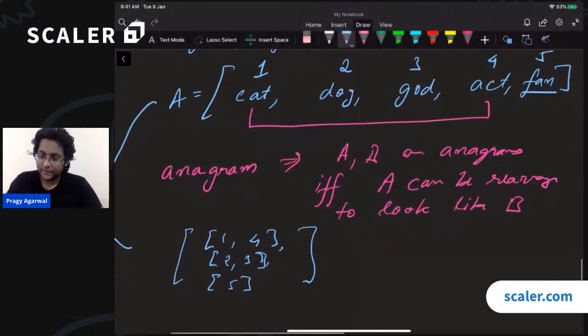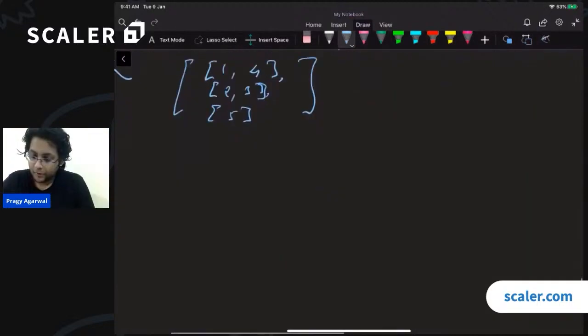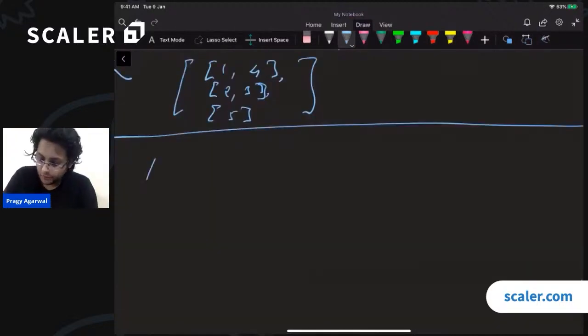All right? So given this as input, we have to give this as the output. Is the question clear? Perfect. So let us once again look at the brute force solution.